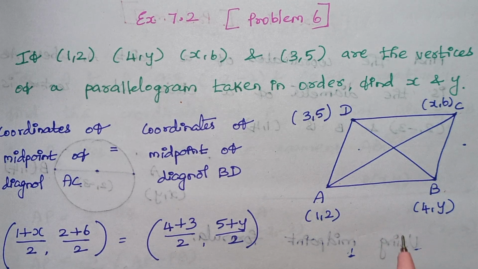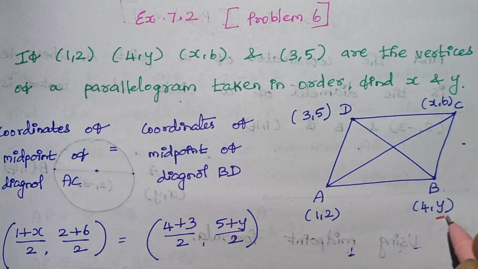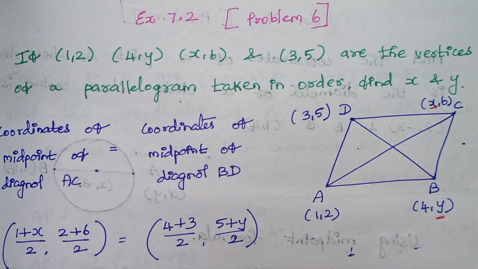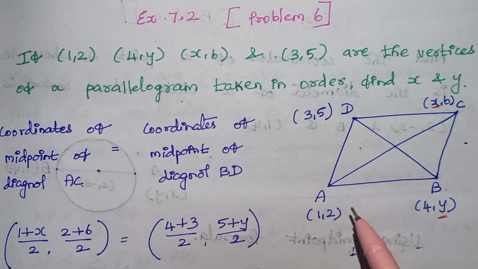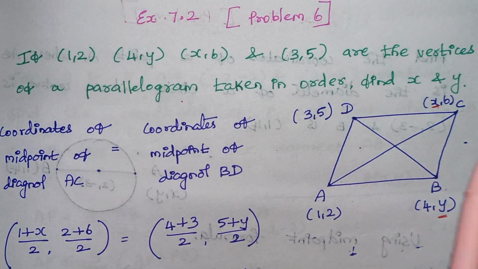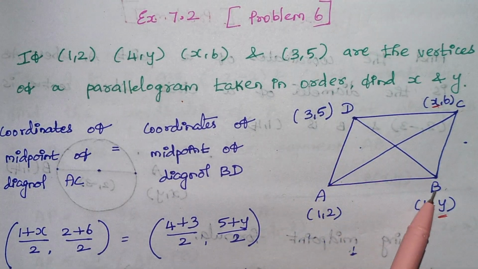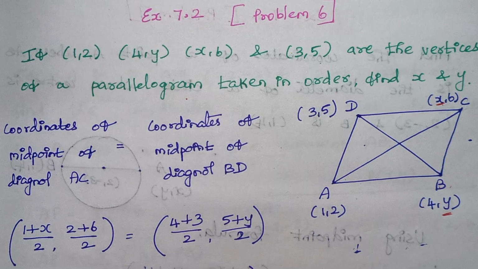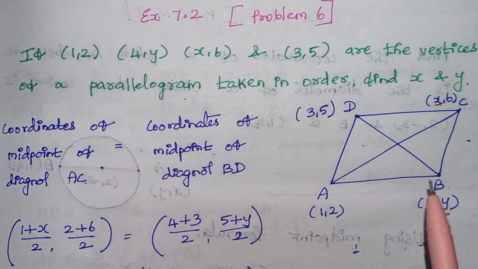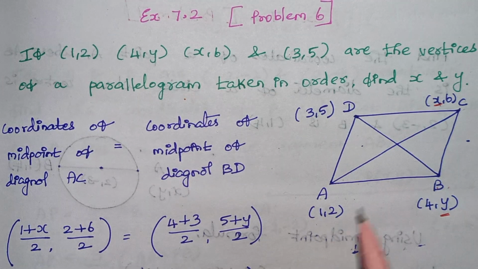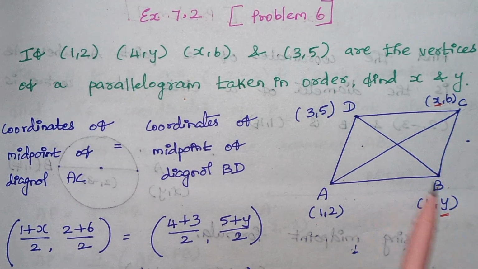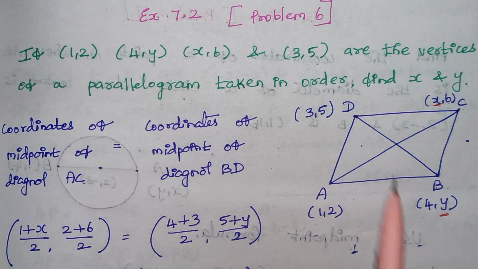Now you have to find x and y, right? So you see y is present in B part and x is present in C part. So here we are moving with the midpoint, right? That is, the midpoint of AC is equal to midpoint of BD. Okay, this is the case in a parallelogram. So midpoint of AC, right? So here I have 1, 2 and x, 6, and for BD, here 4, y and 3, 5.